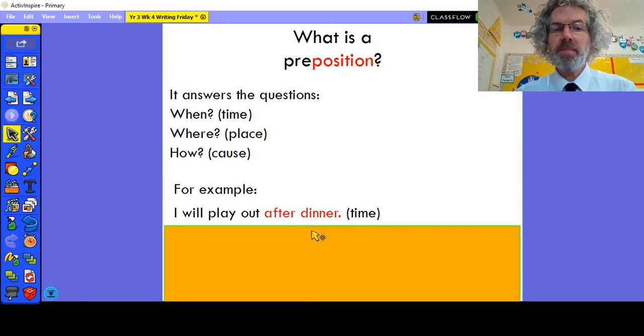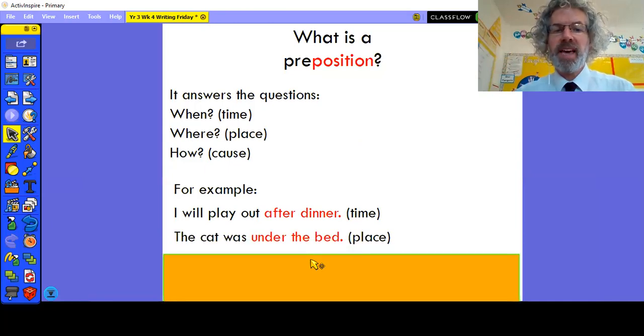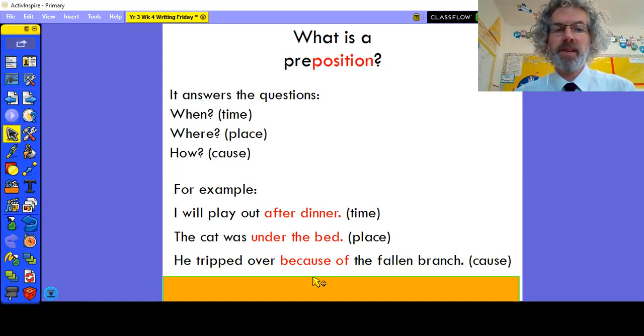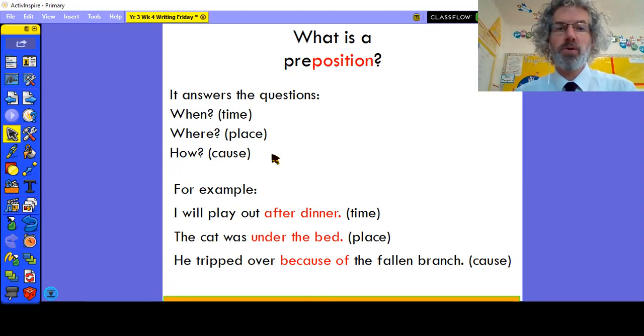So here's an example. I will play out after dinner, that answers when. The cat was under the bed, that answers place. He tripped over because of the fallen branch, that answers cause.